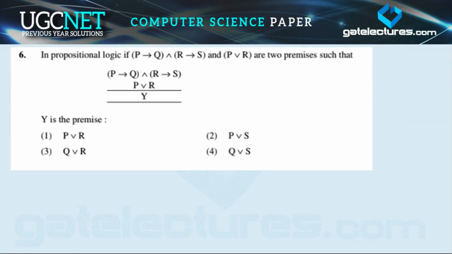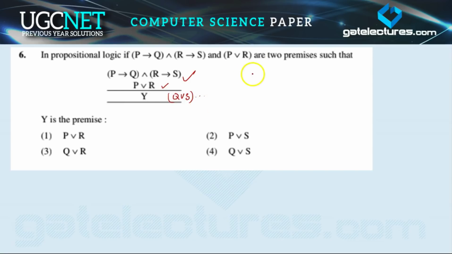Now question number 6 is, in propositional logic, if the first premise is P implies Q and R implies S, and the next one is P or R, what will be the output? If you know properties like the constructive dilemma, then according to the constructive dilemma, with this as the first premise and this one as the second premise, you can easily say that Q or S is the output for these two premises, right? If we add these two premises, we get this one.